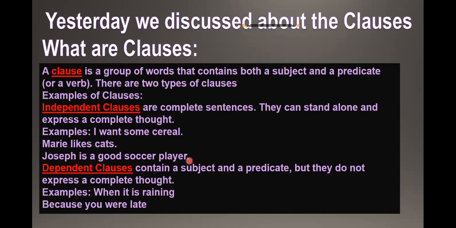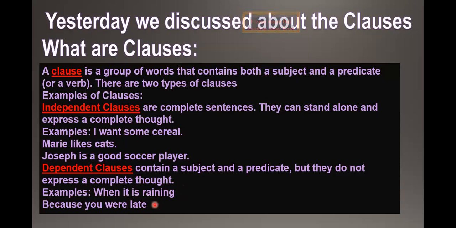Now moving on to dependent clauses. Dependent clauses contain a subject and a predicate, but they do not express a complete thought. That means they have a subject and a verb, but they are not explaining a complete thought, and therefore they are only half part of the sentence. They usually have two parts. Suppose it's "when it is raining." This is my dependent clause, and it will be dependent on the next part. When it is raining, I like to go out. When it is raining, we take umbrellas.